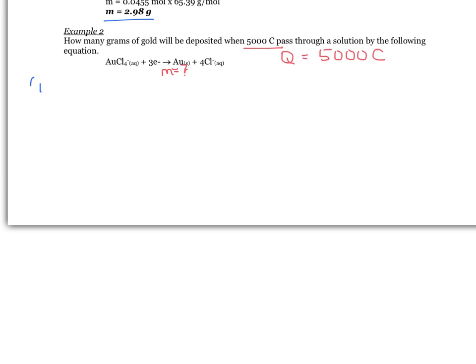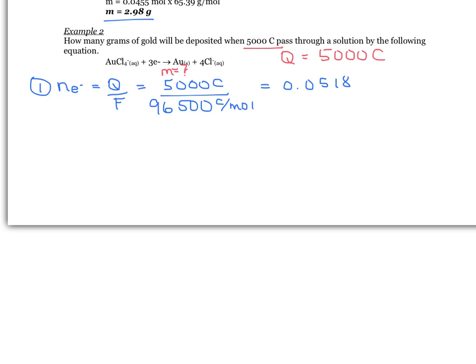Well, step number 1 is always to find the number of moles of electrons. We cannot use I T divided by F here because we do not know I or T, so we need to use Q divided by F. Q is 5,000 coulombs. Faraday's constant is always 96,500 coulombs per mole. This will give us 0.0518 moles of electrons.